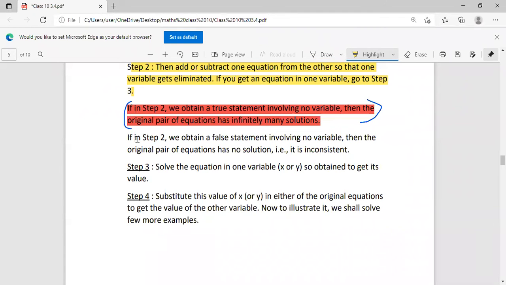Okay. And if in step 2 we obtain a false statement involving no variable, then the original pair of equations has no solution. That is, it is inconsistent. So it means that, when we come to the graphical method, those two lines are parallel. Or in other words, they do not intersect. Whatever be the case, they won't intersect.